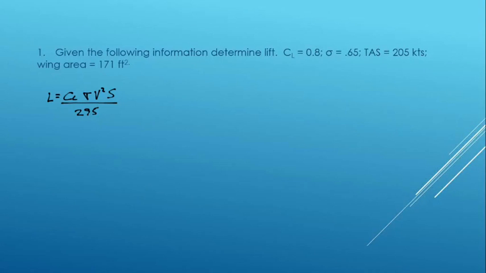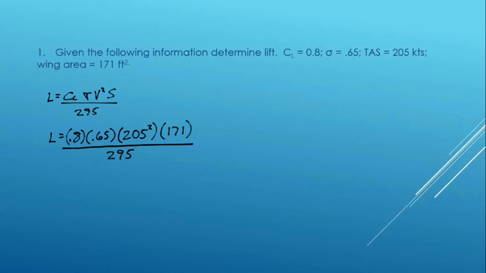The first problem is just the lift formula straight up, where you're given coefficient of lift, density ratio, true airspeed, and wing area. And so it's just a matter of putting in all the information and solving for lift. In this case, lift is equal to 12,667 pounds, just multiplying all of that out.